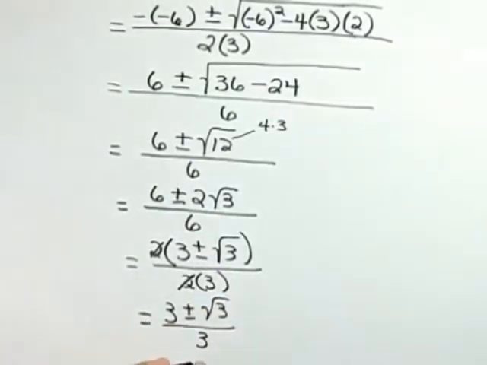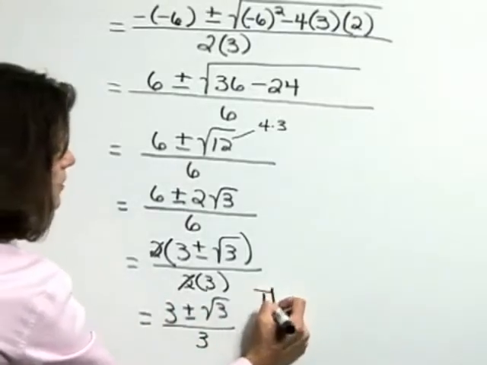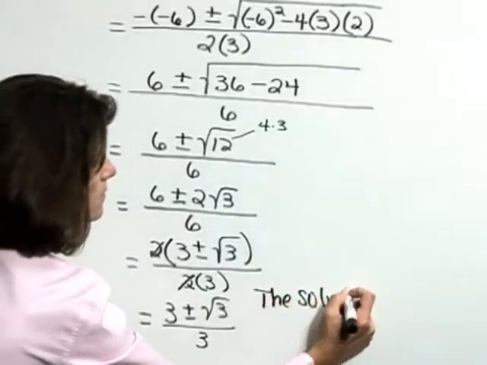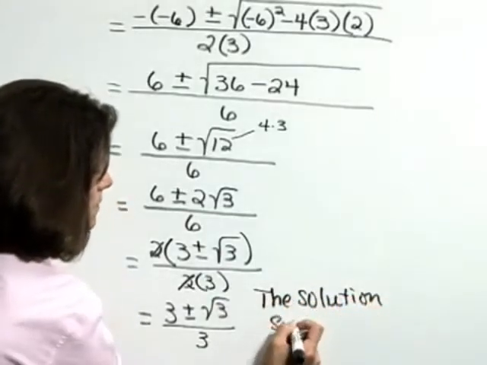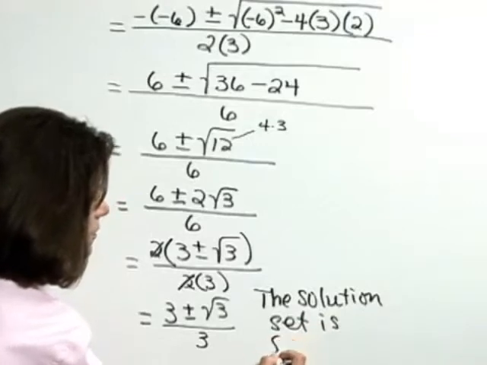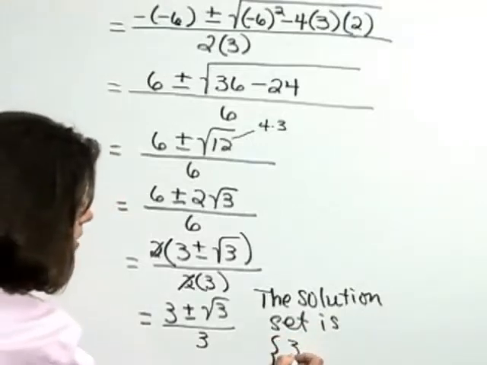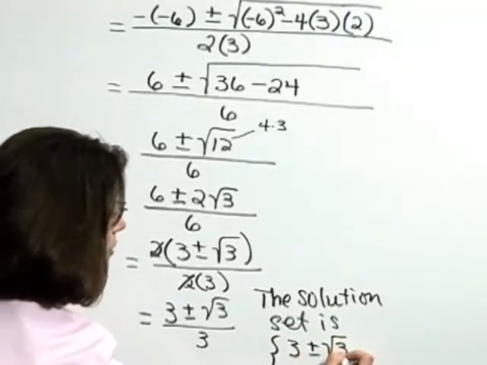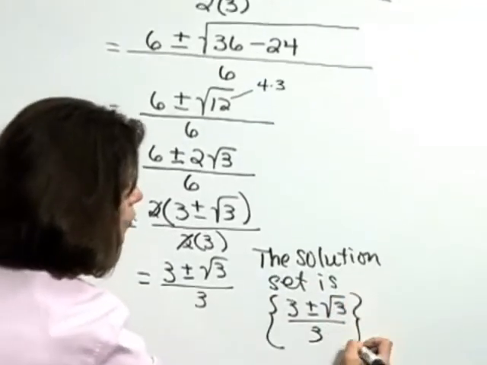Now stop there. Don't make the mistake of thinking that you can reduce further. We're done at this point. A check is going to verify that these solutions both do work. So let's summarize by saying the solution set is, using set notation, 3 plus or minus the square root of 3 all over 3.